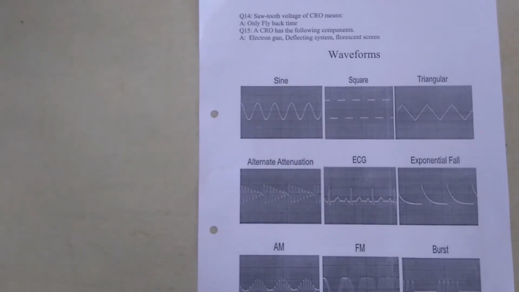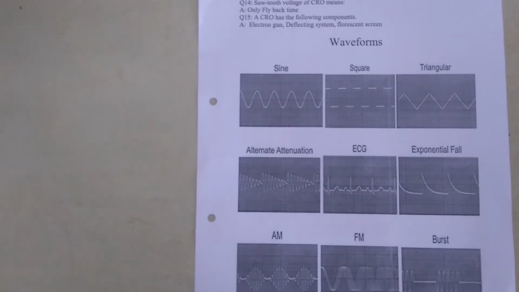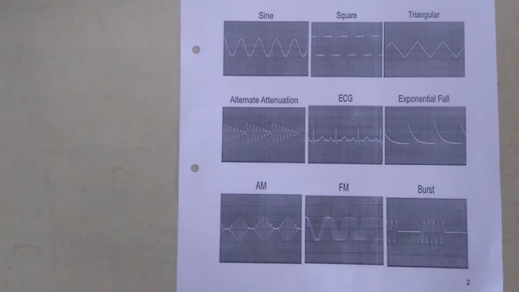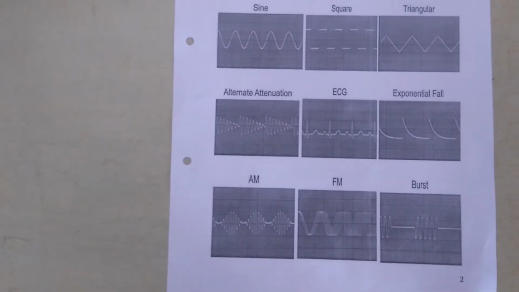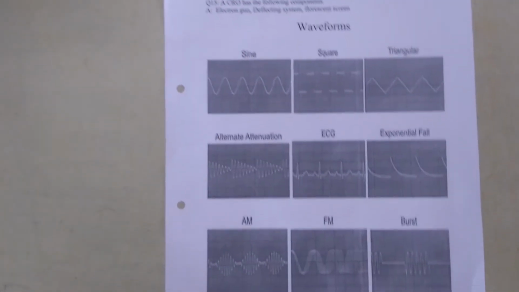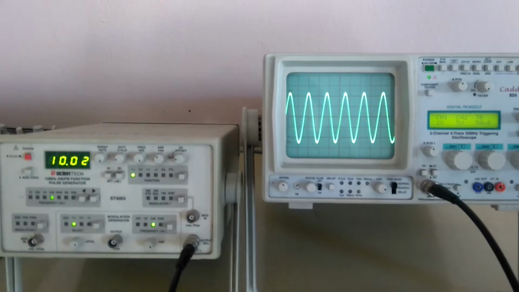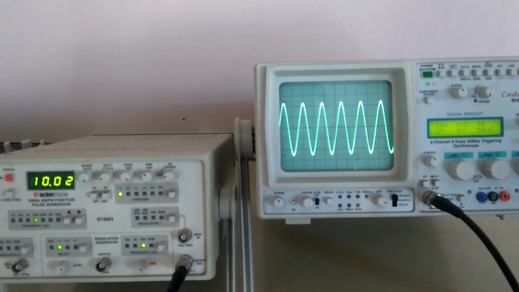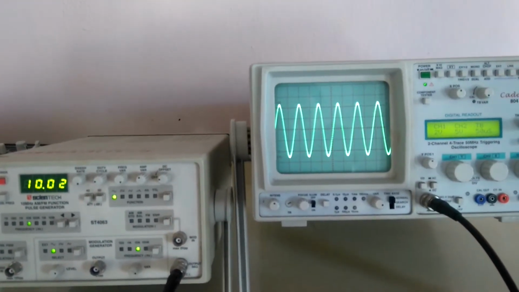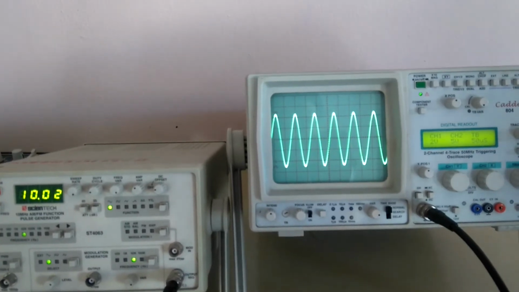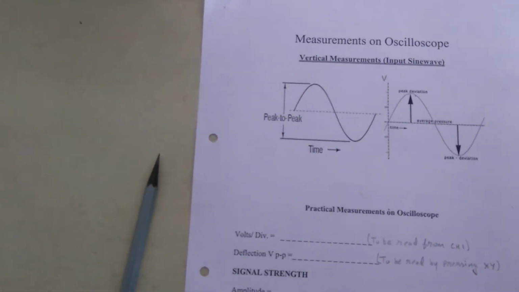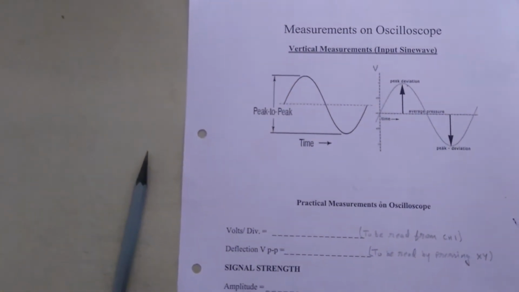Okay, these are the types of waveforms as I discussed already with you. The sine waveform, square waveform, triangular, alternating attenuations, ECG, exponential fall, AM, FM, and burst types of waveforms we have. Now what we are going to do is measurement on the oscilloscope. We have to find out the vertical measurement for input sine waves. For these calculations, we just switch over this. This is a measurement on the oscilloscope, vertical measurement in a sine wave.